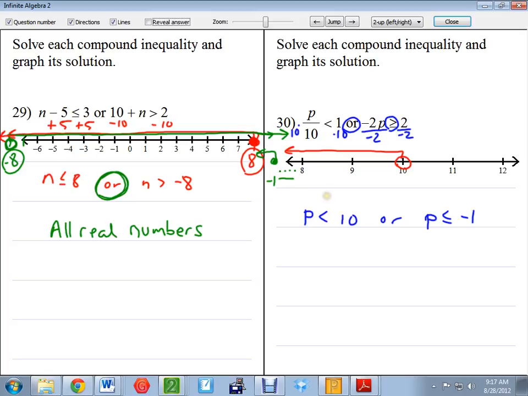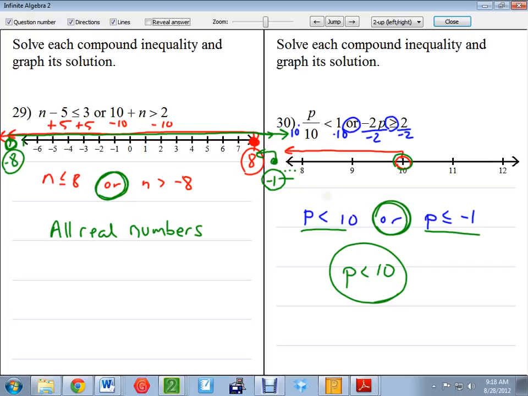Now, since we're talking about an OR graph, it refers to either of the two situations. Any point that is smaller than 10 is also going to be smaller than negative 1. So it would be sufficient to say simply p is less than 10 as my answer to this, because both conditions would be met if p is less than 10. Even one of the two conditions would be met if, say, your number was 9. 9 is in the solution because 9 is in this part of the solution.